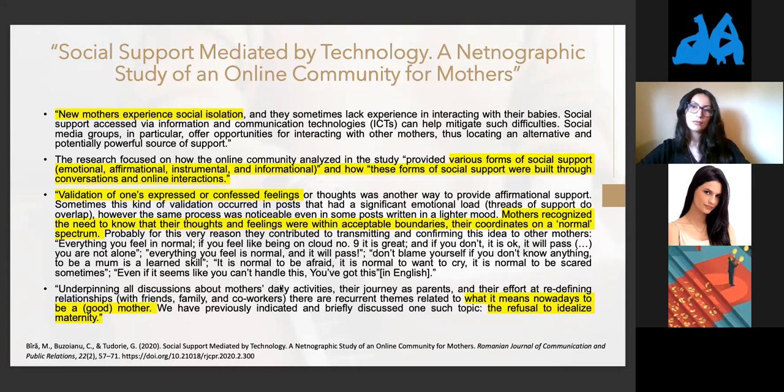Of course, new mothers experience social isolation. Such groups help them feel like they have a bond with someone that goes through the same experience. Such groups offer various forms of social support. They are classified in this research as emotional, affirmational, instrumental, and informational. And also, last but not least, there is this topic that is very present in their research as well as in my findings: there is a growing need to stop idealizing maternity online and not only.